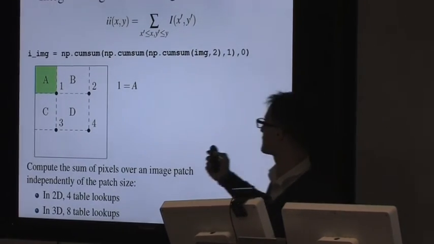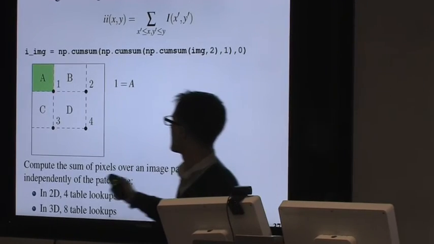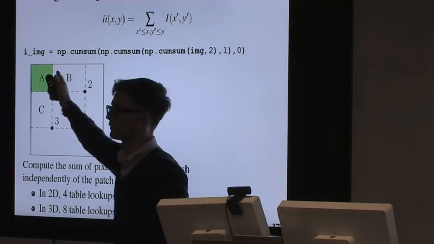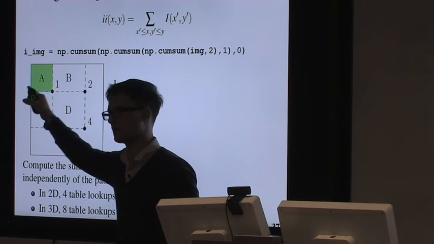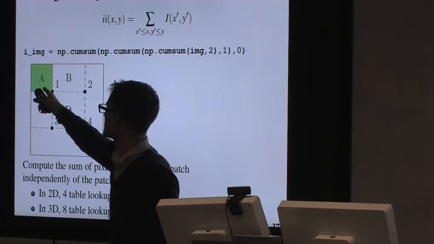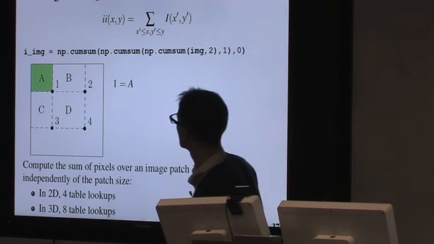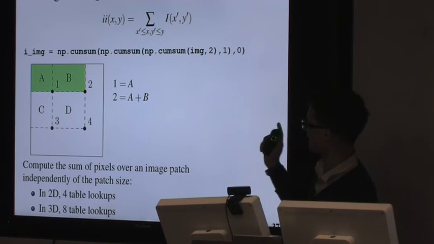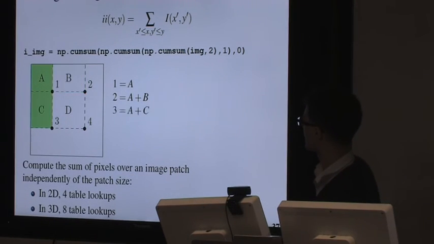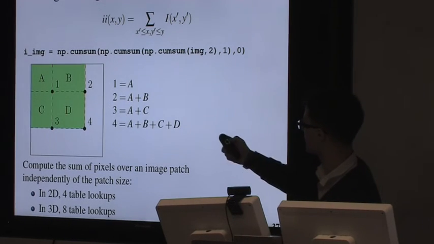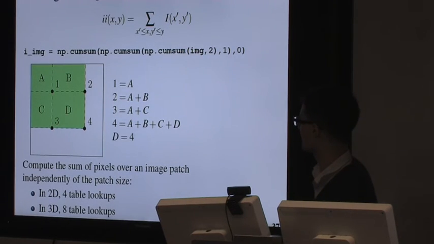The integral image is a representation of the image where every pixel in the integral image is the sum of all the pixels to the left and above in the original image. So at 1, you have the sum of all the pixels in A. At pixel 2, you have all the pixels in A and B. At pixel 3, you have the sum of A and C. At 4, you have the sum of A, B, C, D.